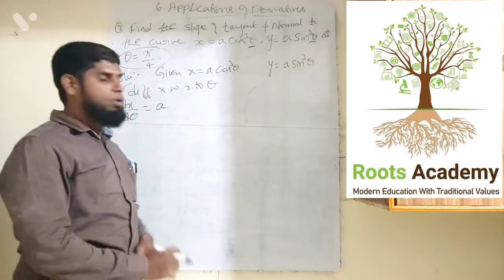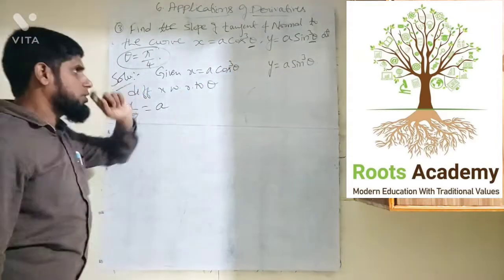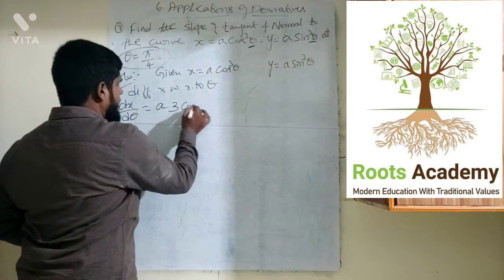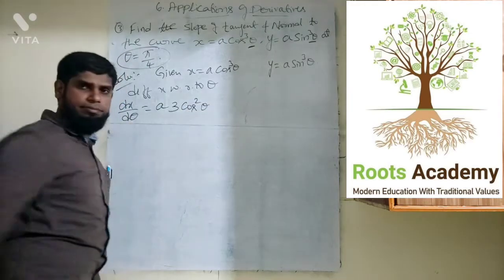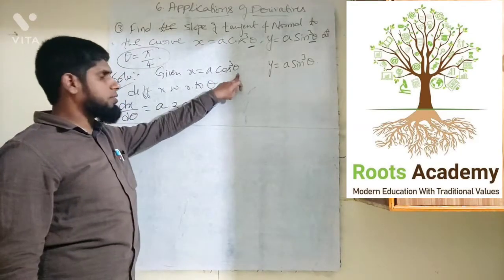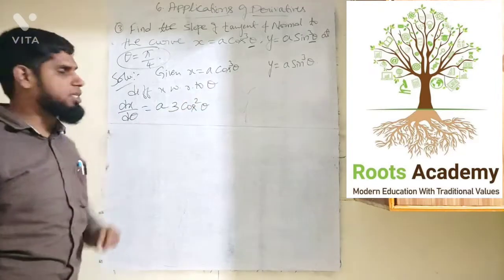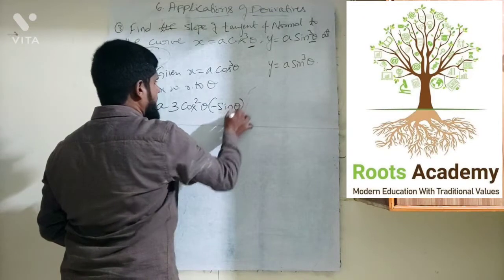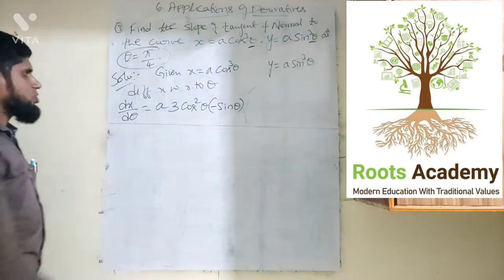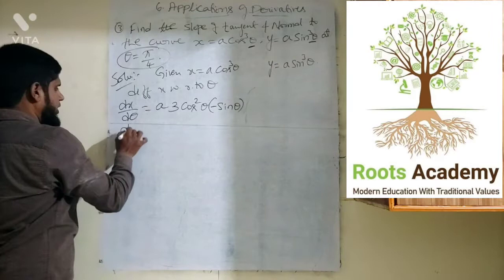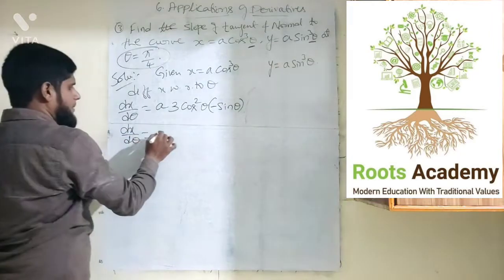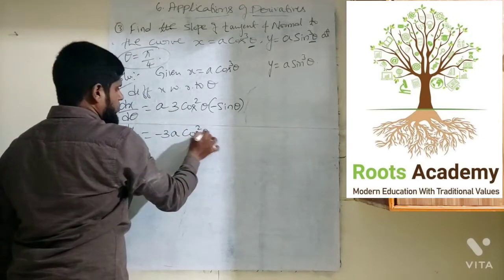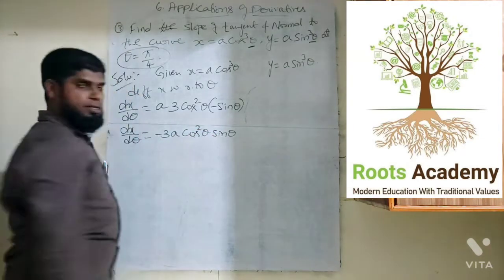We must apply chain rule because it has power to trigonometric function. So its derivative is 3 cos square theta into again derivative of cos theta. Cos theta is a function. So derivative of cos is minus sin theta. So finally its dx by d theta is minus 3a cos square theta into sin theta.